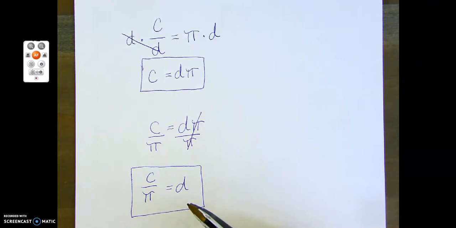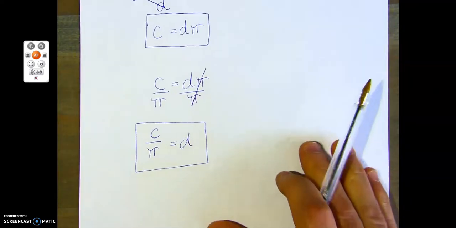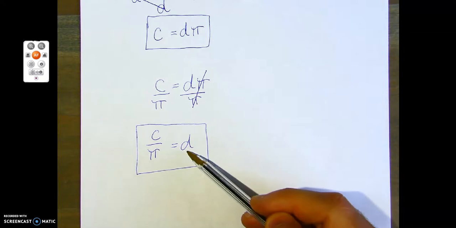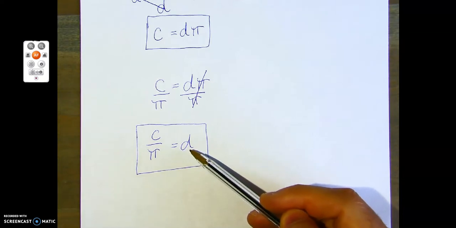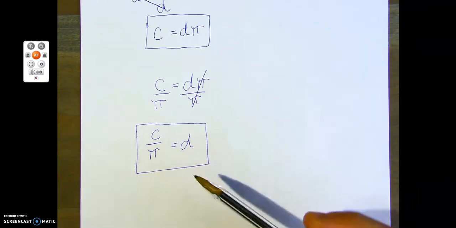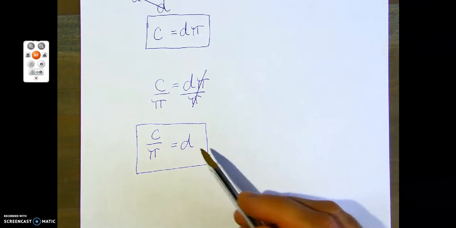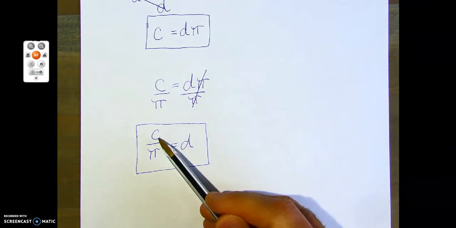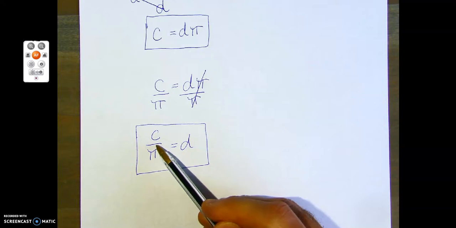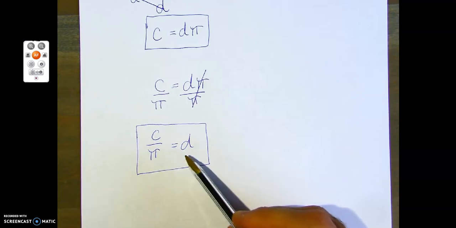So there's another formula. If we want to know what the diameter is, we don't necessarily have to take out a ruler or a tape measure. If we know the circumference of that circle, all we have to do is divide it by pi, and it'll give us the diameter.